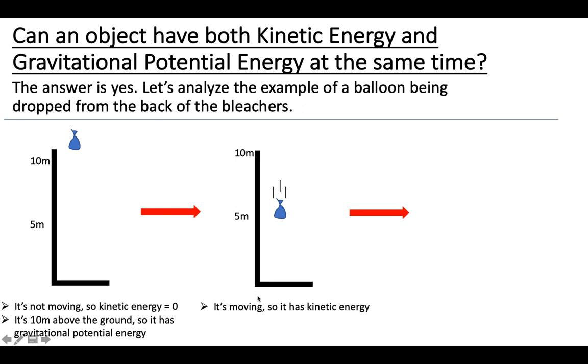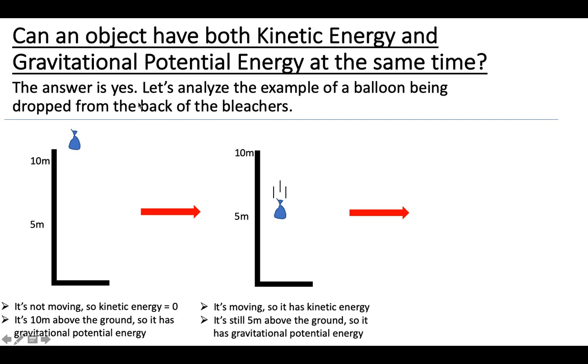Okay, so because it's only halfway there, it's falling. So it's moving, which means it has kinetic energy. Okay, so now halfway down, it does have kinetic energy. But also, it's still 5 meters above the ground. It still has some height. It doesn't have all the height that it had before, but it does still have some height above the ground, so it does have gravitational potential energy.